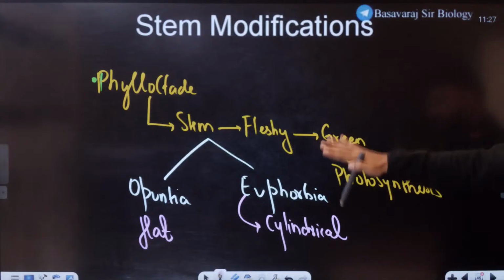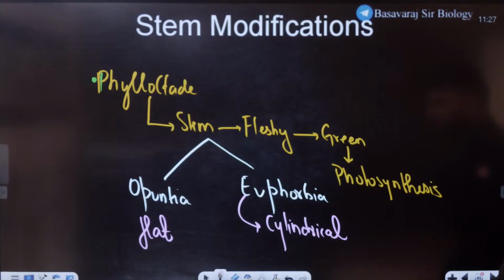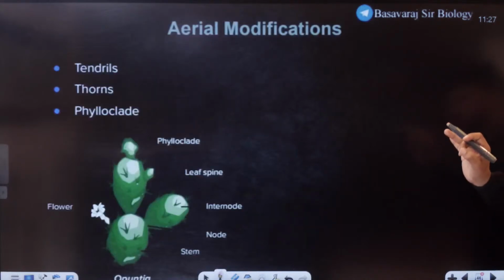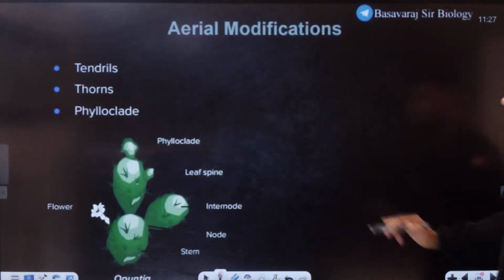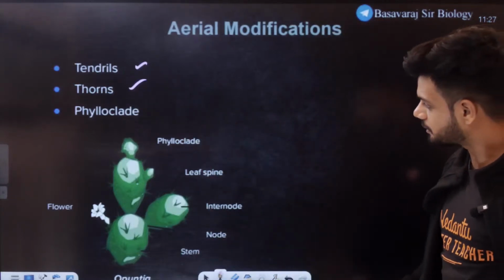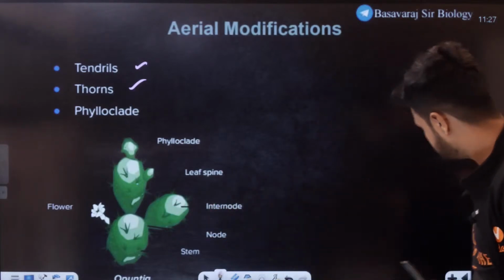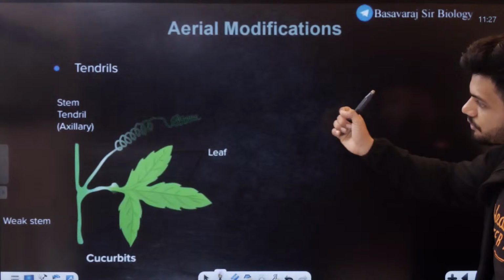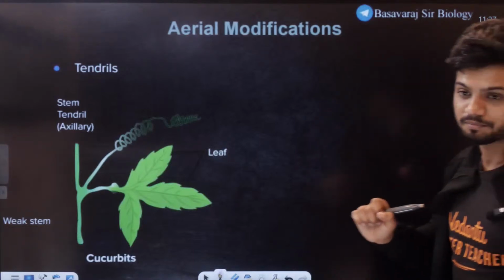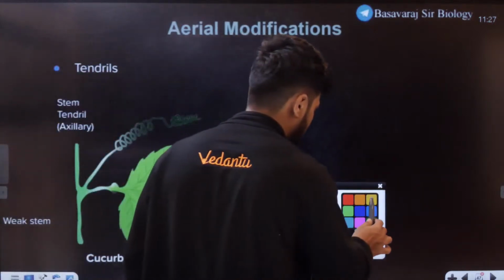Now students, is this clear to all of you? Here you will also see something called tendrils and thorns. I'll tell you that, wait a minute. Here we have phylloclade, a flat stem structure. Now, in the case of tendril, understand the tendril. It is very important.